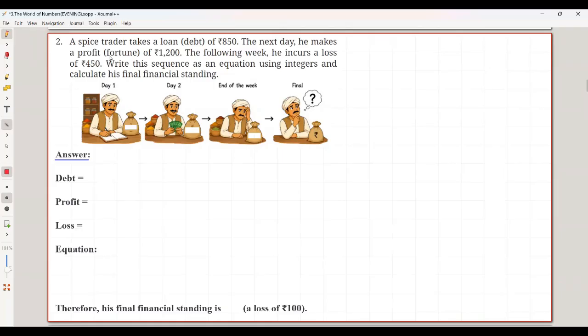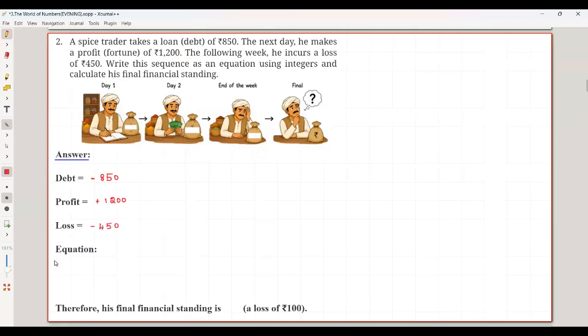So debt is given. In the beginning, the debt is 850, so you can denote that as minus 850. Then the profit: the next day he makes a profit of 1200, that means plus 1200. And next he incurs a loss, so minus 450.